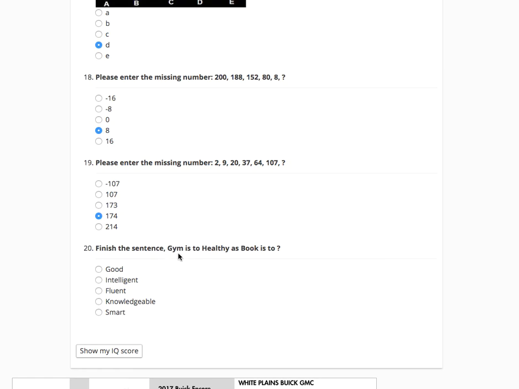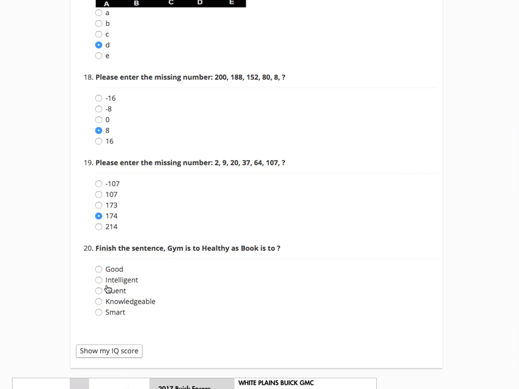Okay, good, no. Intelligent, maybe. Well, let's see. Fluent, not necessarily. Smart, well, smart and intelligent, same thing. Fluent, knowledgeable. So when I go to the gym, I'm improving my health essentially, right? So I'm gaining something. I'm building upon something, right? If I build my health.